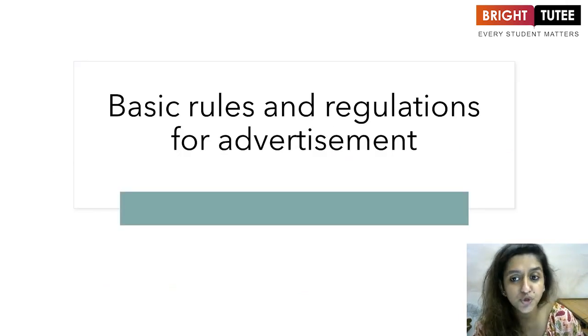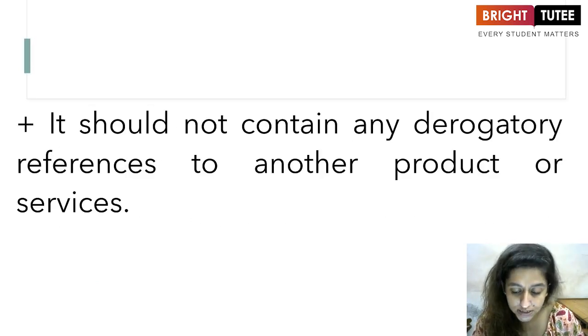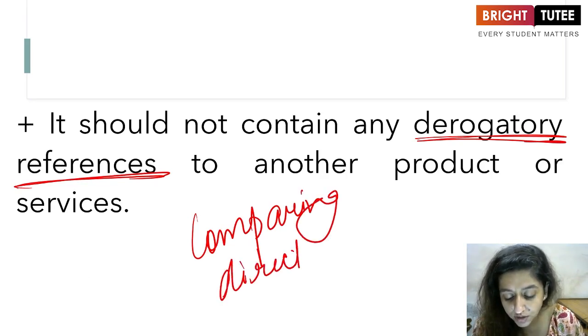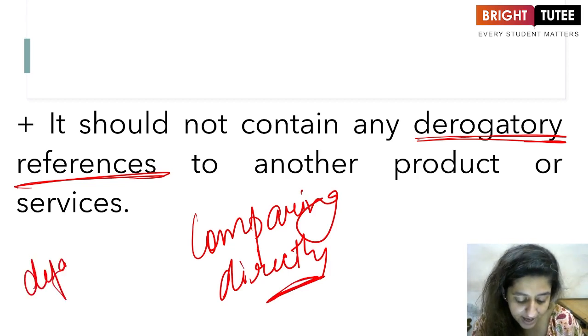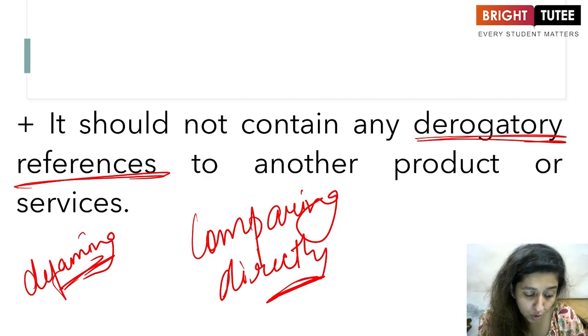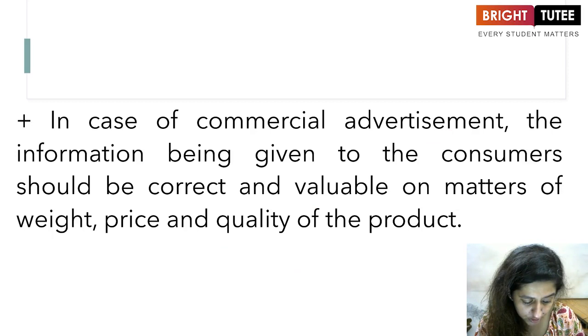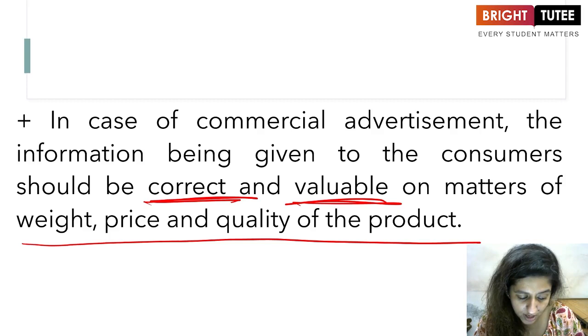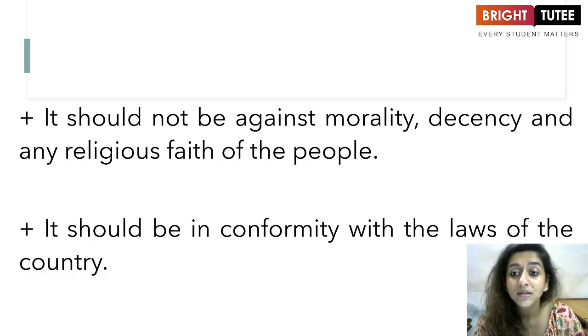Now, there are basic rules and regulations for advertisements. What are these? It should not contain any derogatory references to another product. You should not be comparing it directly to any other product. You should not be defaming any other product. Also, in the case of commercial advertisements, the information being given to the consumers should be correct and valuable on matters of weight, price, quality of the product, etc. So it should actually have the exact information on the weight, size, quality of the product and everything.